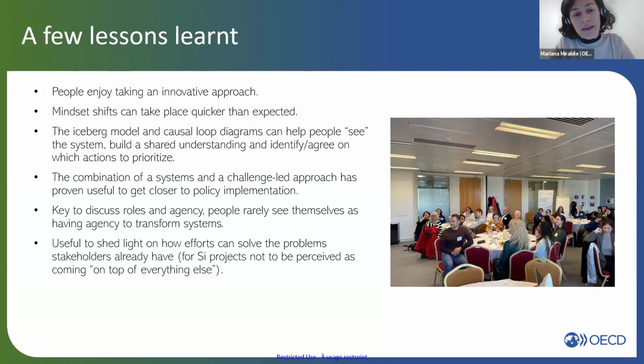And maybe the last point is the importance of shedding light on how the efforts related to a project with a systems innovation lens can solve the problems stakeholders already have. What we have found so far, and this is probably related to how projects get funded and how monitoring and evaluation works, is that we often tend to track direct impact and effect, which systems innovation projects have less of, or are less obvious.